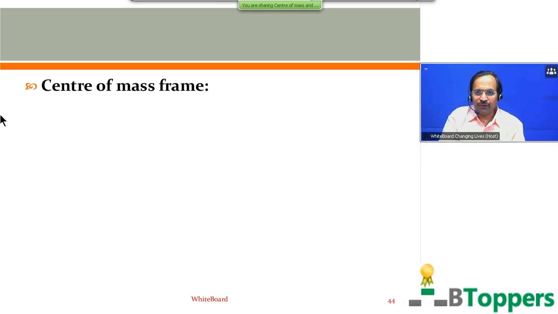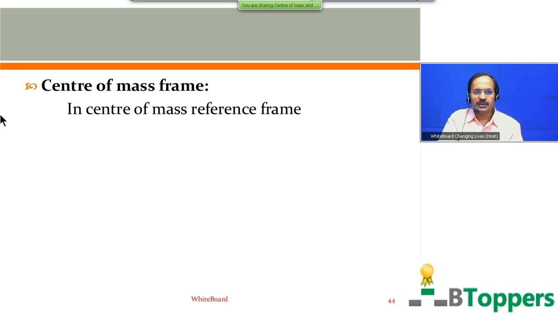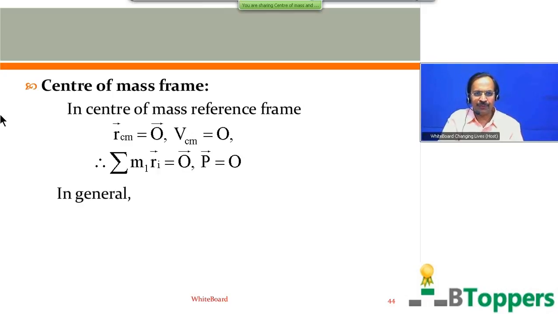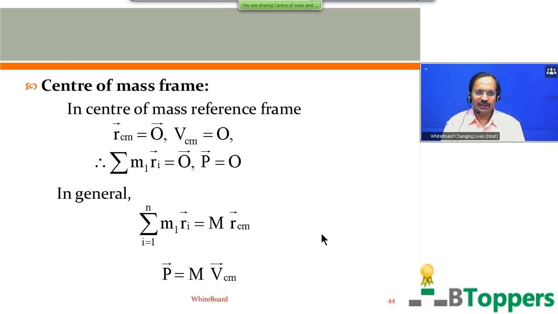So I am going to show you the notes for center of mass frame now. You can start writing the notes for center of mass frame. In the center of mass reference frame, R_CM bar equals 0, V_CM bar equals 0. That means in general, sigma m_i R_i bar, where i varies from 1 to n, equals capital M into R_CM bar, and capital P bar equals capital M into V_CM bar.